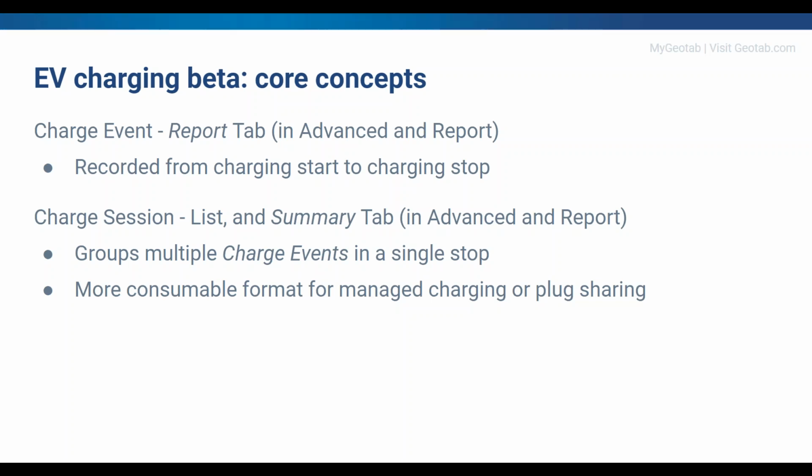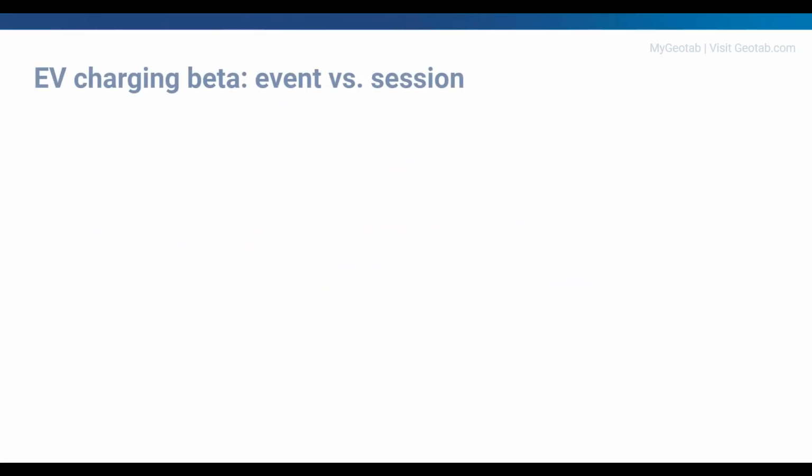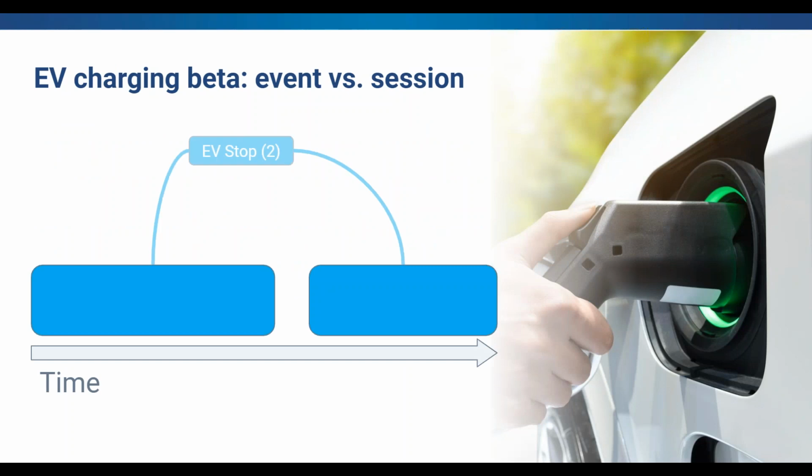To make it easier to read the report, we include every single charge event, which is exactly what you would expect. It's when charging starts and stops. But we also introduce the concept of a charging session, where we group multiple of those charge events into one charging session during a stop. This provides a more readable view when you do have load management in place. For those of you who are a little bit more visual, I have a visual explanation of this as well, hopefully to get this point across.